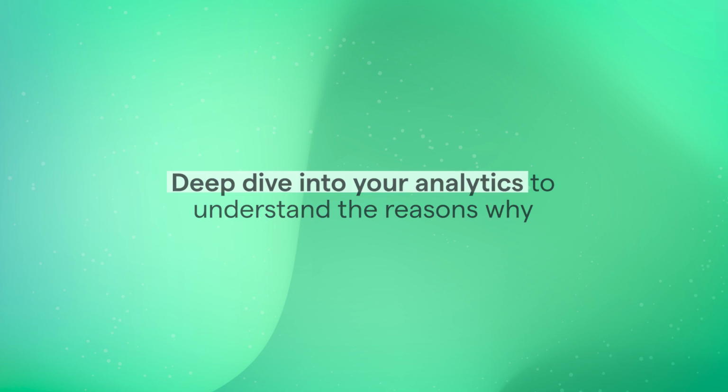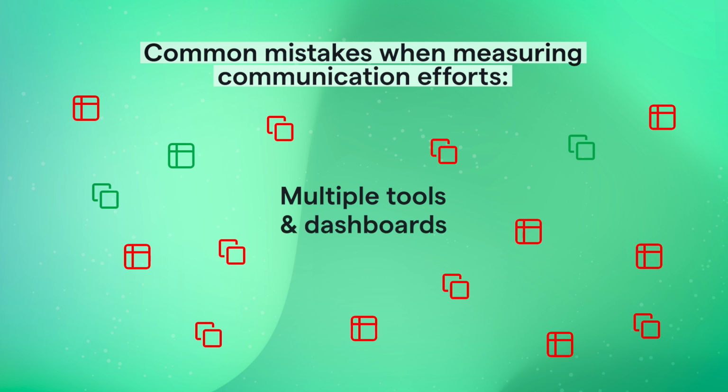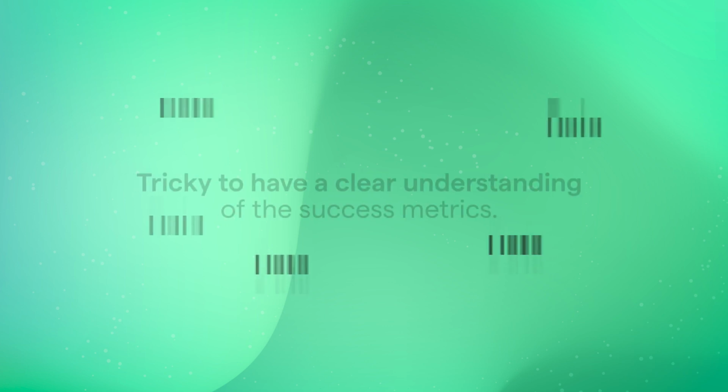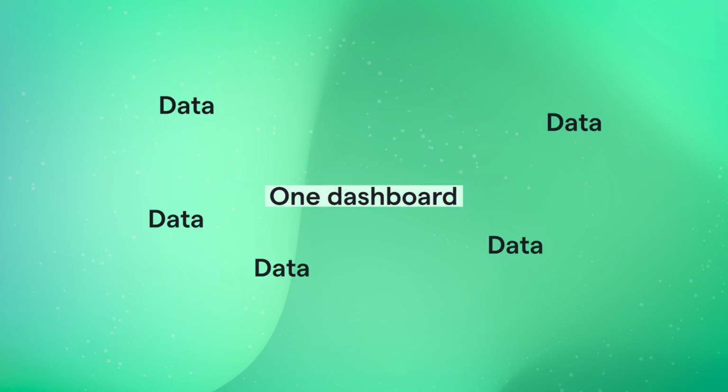One of the most common mistakes businesses make when measuring communication efforts is using multiple tools and dashboards to analyze employee engagement. Data gets scattered between different channels, and it becomes tricky to have a clear understanding of the success metrics. The key here is to use one dashboard, where you can gather all your employee engagement metrics and correlate them with the other internal communication metrics you're tracking.